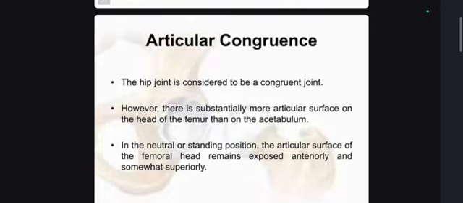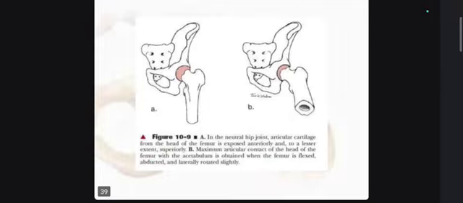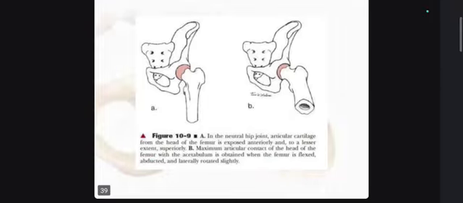Next, about the articular congruence. The hip joint is considered to be a congruent joint. However, there is substantially more articular surface on the head of the femur than on the acetabulum. In the neutral or standing position, the articular surface of the femoral head remains exposed anteriorly and somewhat superiorly. In the neutral hip joint, articular cartilage from the head of the femur is exposed anteriorly and to a lesser extent superiorly.